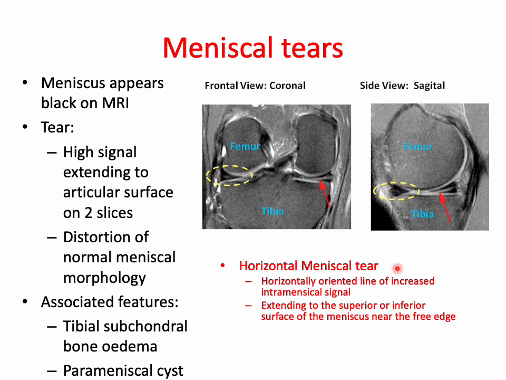So here we can see a horizontal meniscal tear. We can see there's a horizontally oriented line of increased signal within the meniscus, which extends to the inferior articular surface near the free edge.